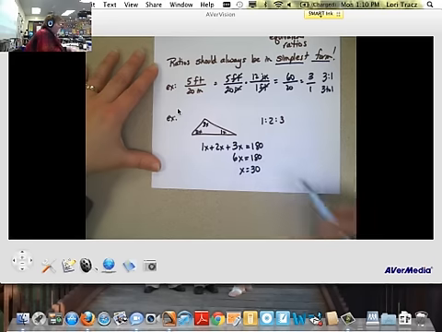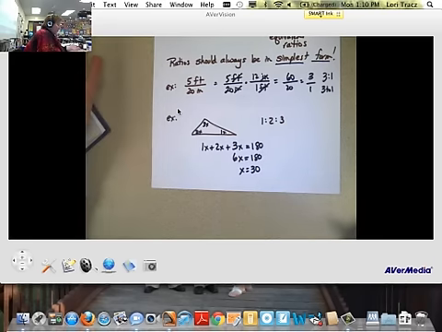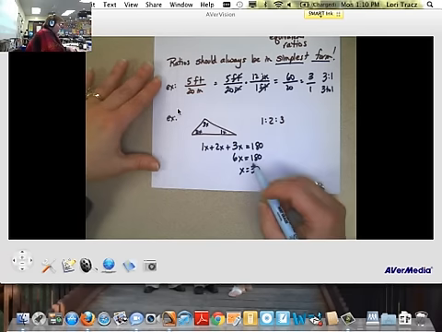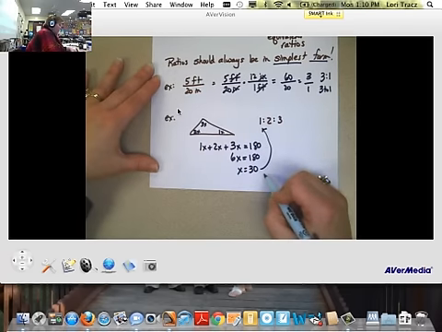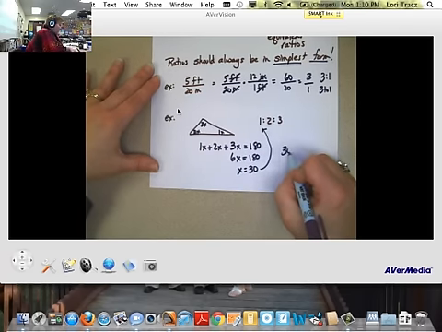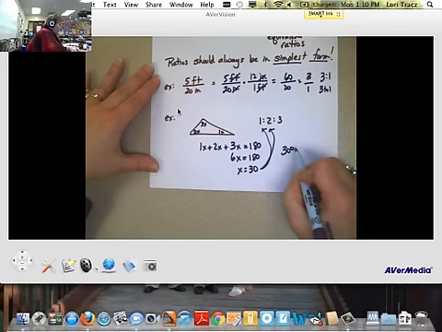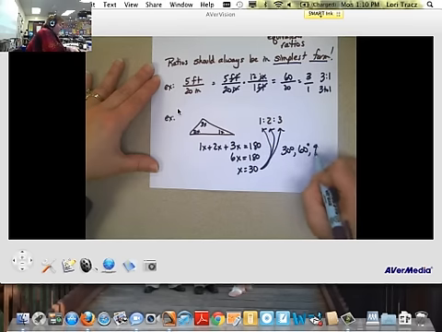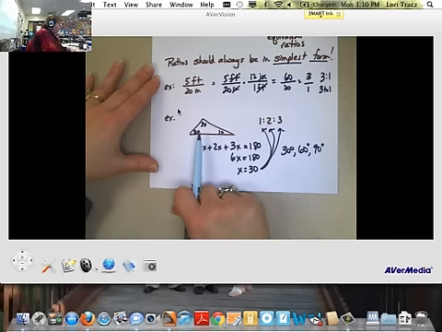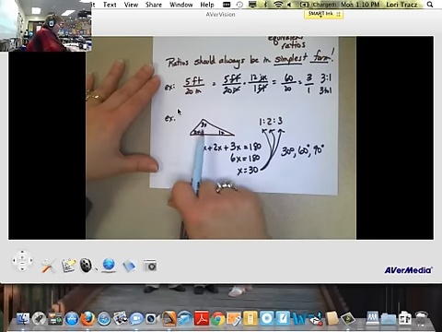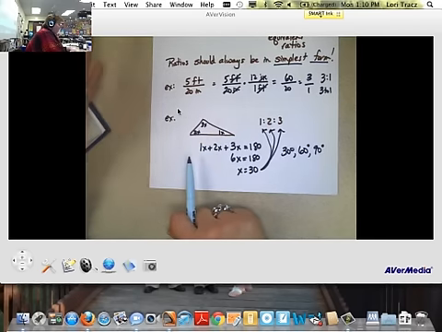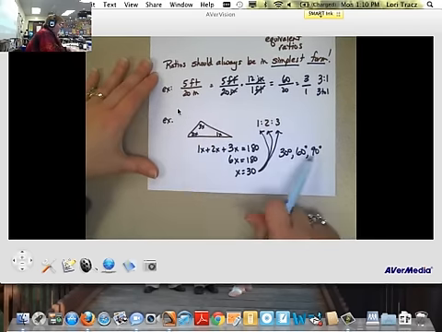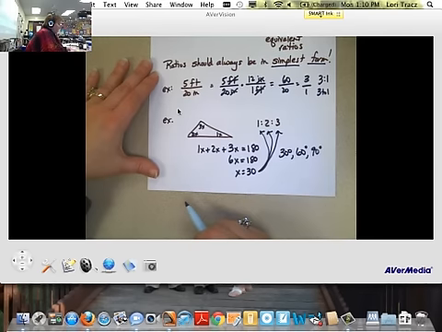X equals 30. Now, depending on what they asked you for, in my case, what I said was I want the measure of each angle. And so we're going to plug back in to these. So one angle is going to be 30 degrees. Another angle is going to be 60 degrees. And the last angle is going to be 90 degrees. Of course, I didn't know that when I drew my diagram. So if your biggest angle doesn't appear to be a 90-degree angle, that's okay. But we now know, based on this information, that it is a right angle.